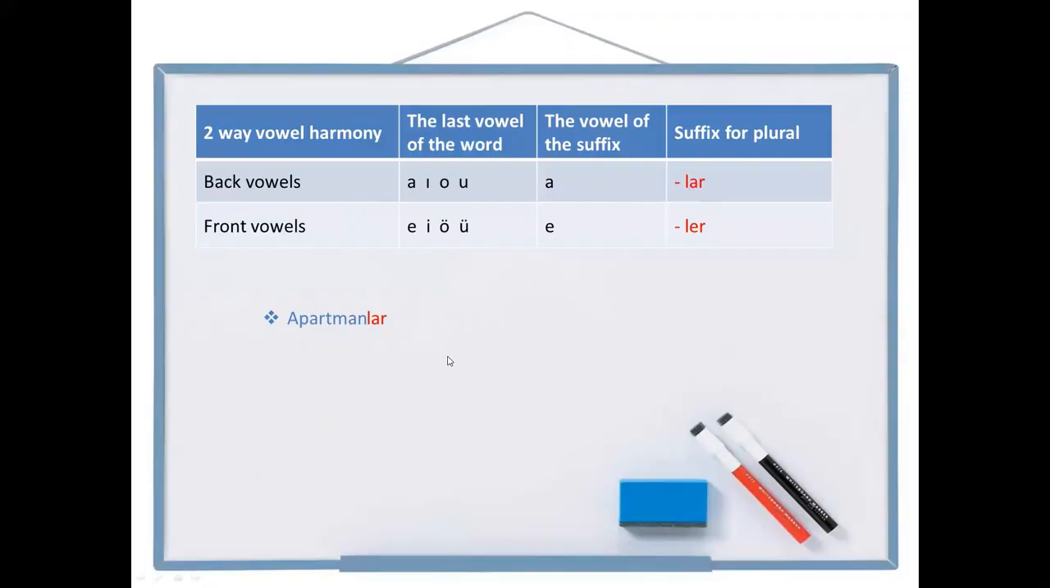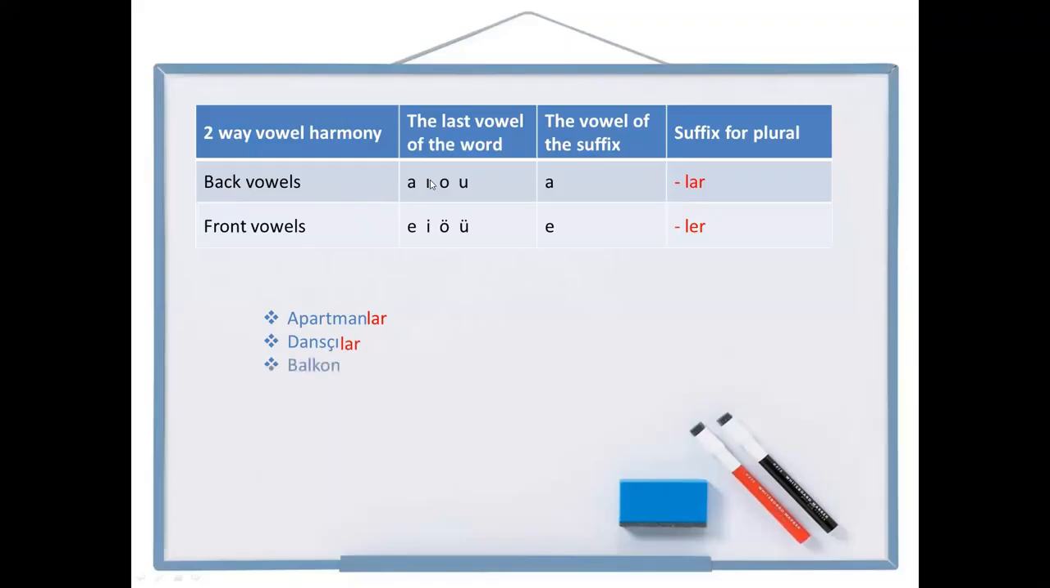Let's take a look at another one. Dansçı. Dans means dance. Dansçı means dancer. But I want to write dancers in the plural form. Am I going to write dansçılar or dansçıler? Let's take a look at the last vowel. It is I. I is a back vowel, so it has to be lar.